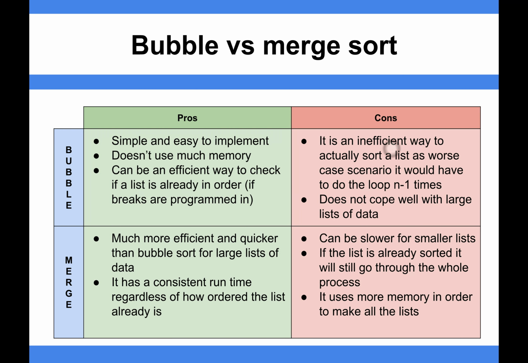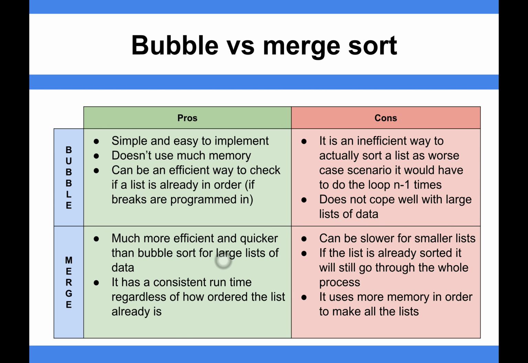Cons: it's an inefficient way to actually sort a list, because in the worst case it would have to do the loop n minus one times. If you've got 100 items of data, it could have to do that big loop 99 times to get everything in order, which becomes quite inefficient. It also doesn't cope well with large lists of data. It becomes even more inefficient with huge amounts of data, so it's not very good for large lists. That's your bubble sort: a few good points, a few bad points.